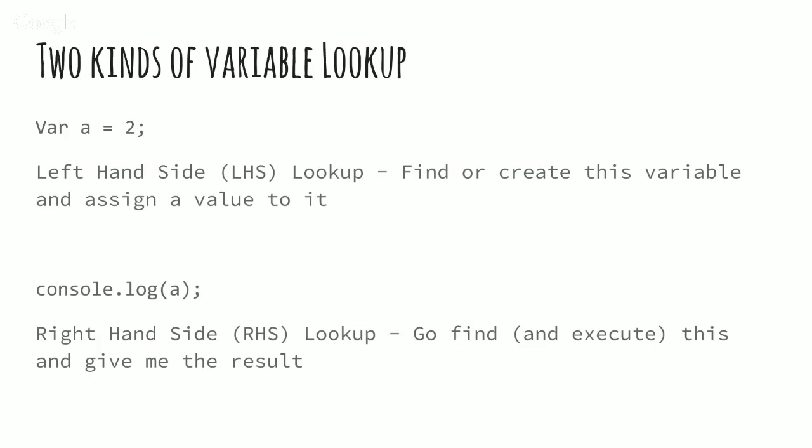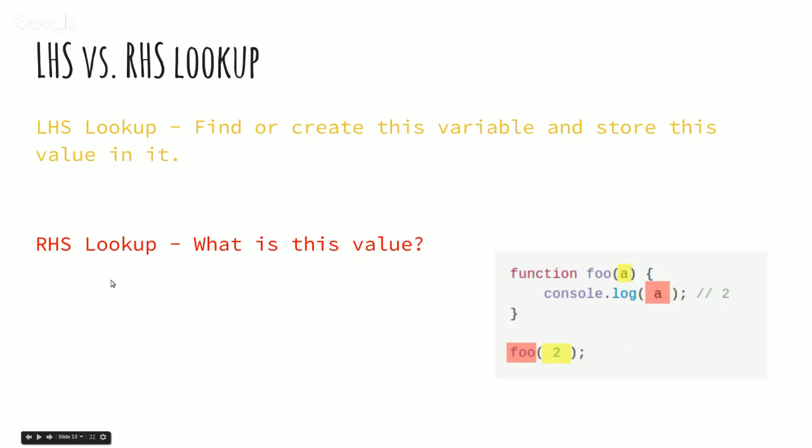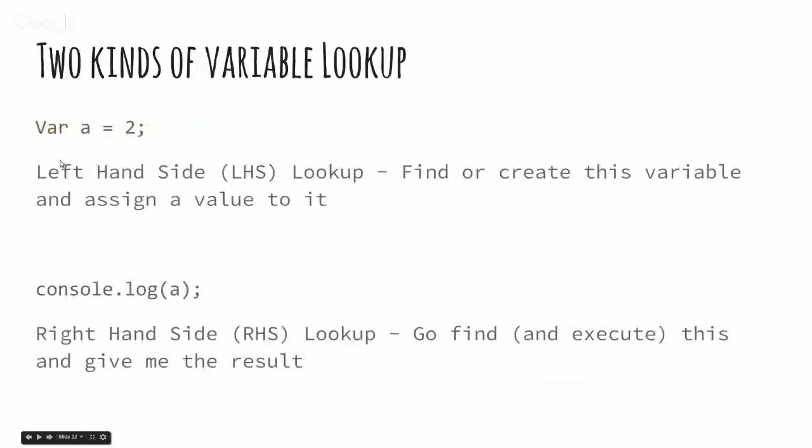So the left-hand side lookup versus a right-hand side lookup. Left-hand side lookup basically says find or create this variable and assign a value to it, right? So here we'll look at the a and the a = 2. Exactly. It says, okay, either find a or just make an a and then make it 2. And then this one here is the right-hand side lookup, where it says go find and possibly execute this and give me the result.